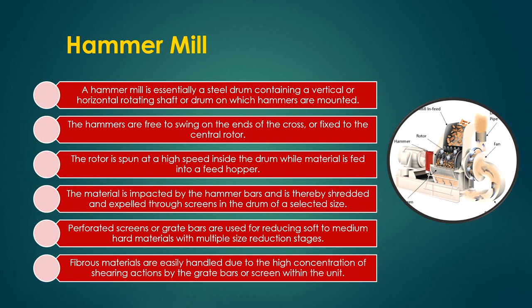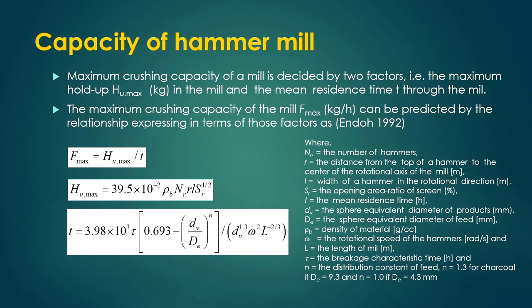And fibrous materials are easily handled due to the high concentration of shearing action by the grade bars which is used in this hammer mill. So it will have some advantages for this capacity, and the maximum crushing capacity of the mill is decided by two factors here: the maximum hold up and the mean residence time through the mill. Here the maximum crushing capacity of the mill, F max, can be calculated by this equation, where U max is generally called the hold up, HU max.